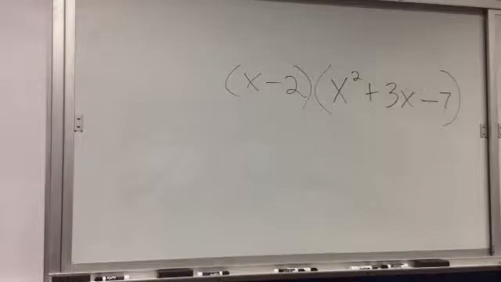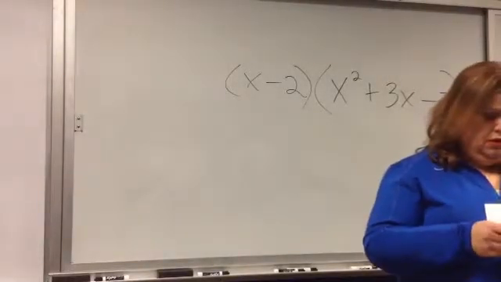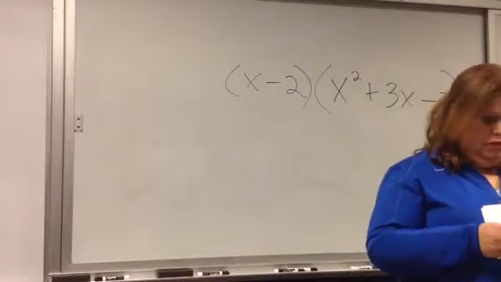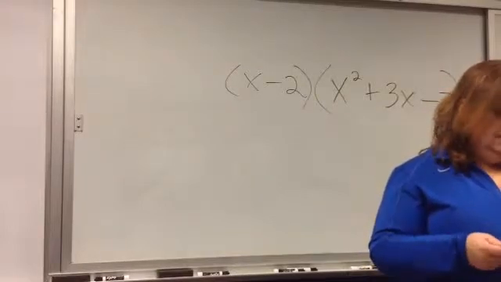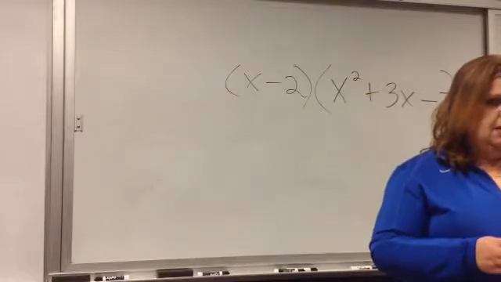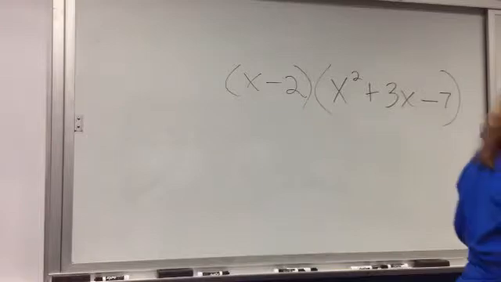You've got to be really slow and careful here, guys, because it's so easy to mess up. I messed up. Do you want a different marker? Okay, so I'm going to write this out for you the long way: x times x squared.